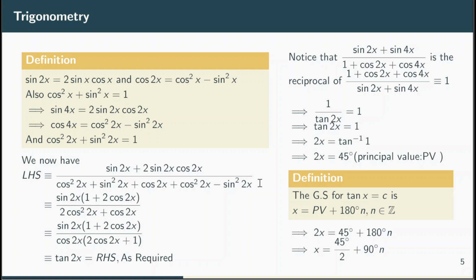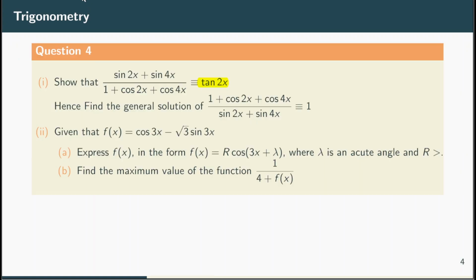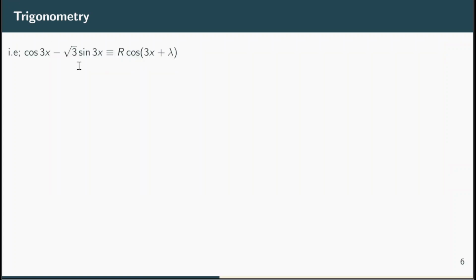All right. Now we are going to go to the next part of the question, in which we were given f of x as cos 3x minus root 3 sin 3x, and we were asked to express it in the form f of x equals r cos (3x plus lambda), where lambda is an acute angle, an angle between 0 and 90 degrees, and r is a positive value. So this is what we have been asked to do: express this as this.